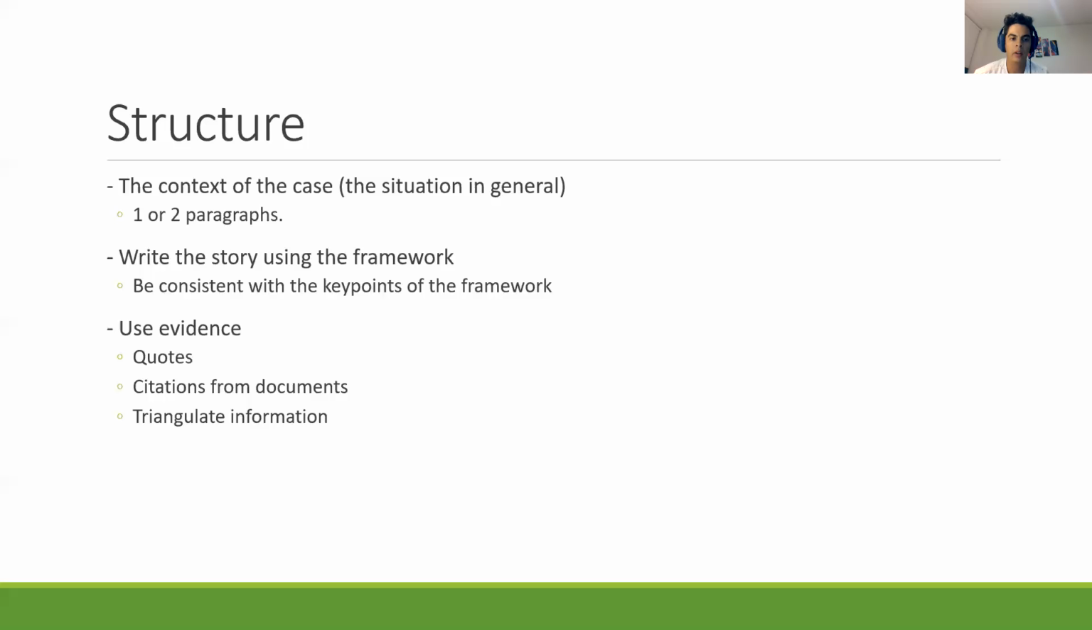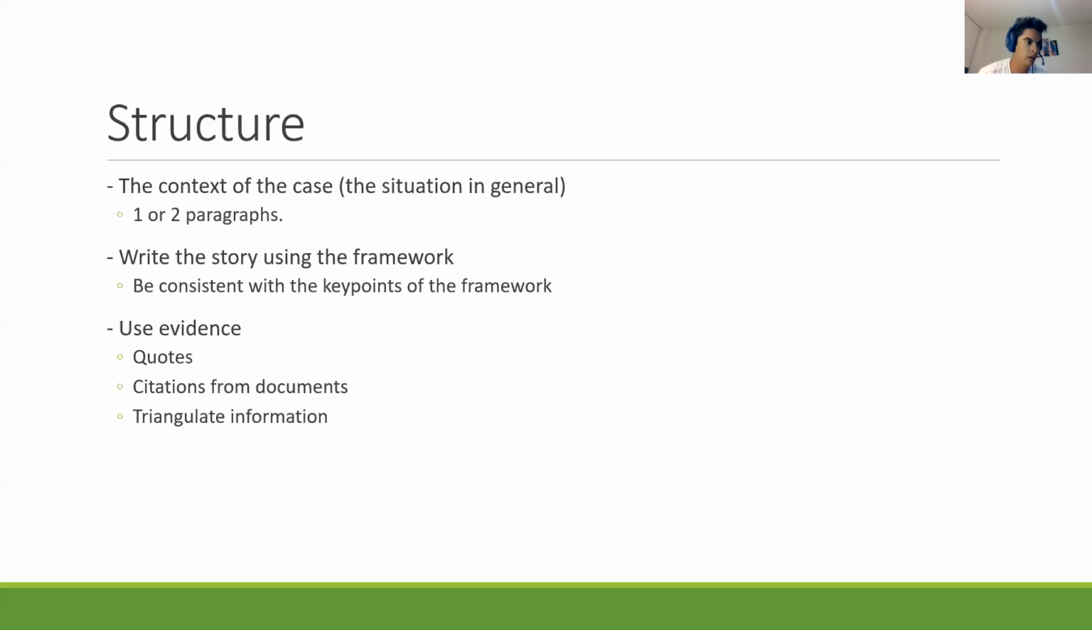Write it in order. Write it according to the theoretical framework. Always use the same concepts. This is something about style. Like in the Malmi and Brown framework, if you are talking about culture, stay with culture.